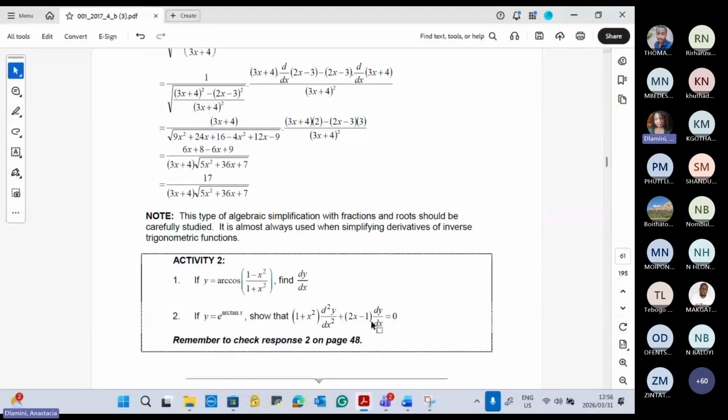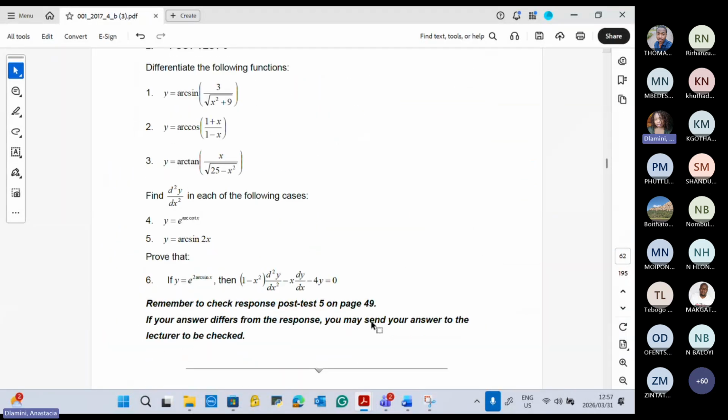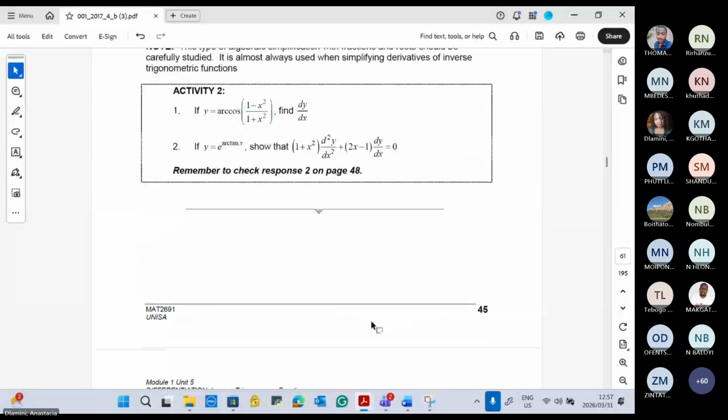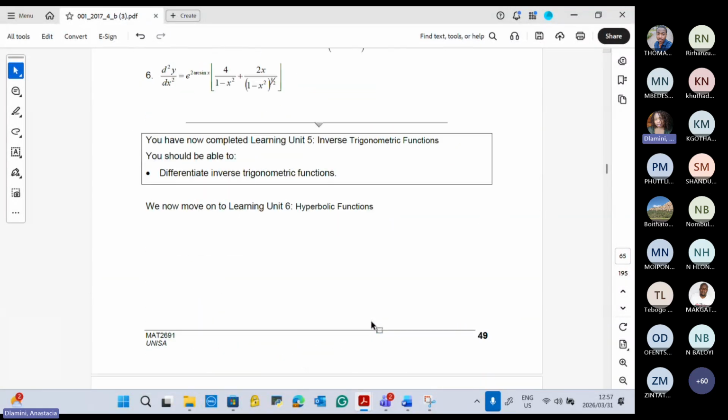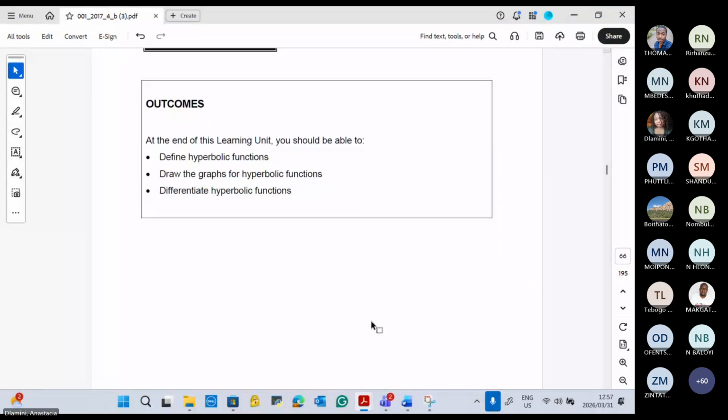Okay, guys. So then you go through the post examples and make sure you go through them. And if you have a problem, you let me know. Are we sorted?